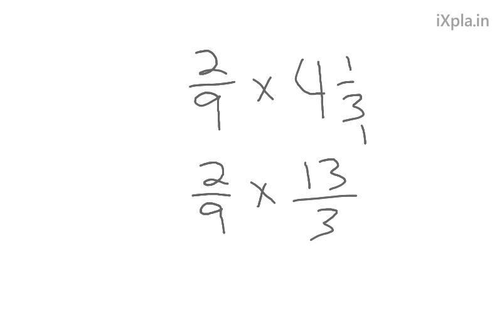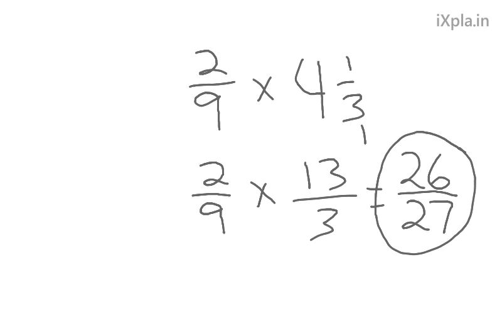See if anything cross cancels. I'm looking at it and nothing does. So now we just multiply across. 2 times 13 gives us 26. 9 times 3 gives us 27. And even though it's a big fraction, it cannot be reduced, so it is our final answer. Go ahead and circle that.